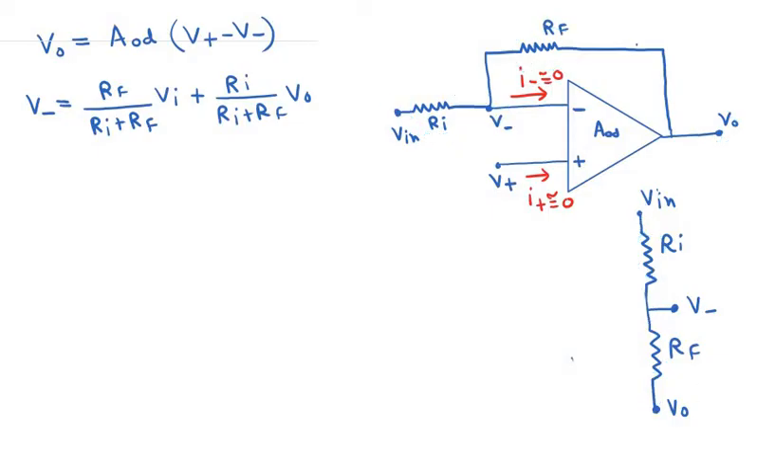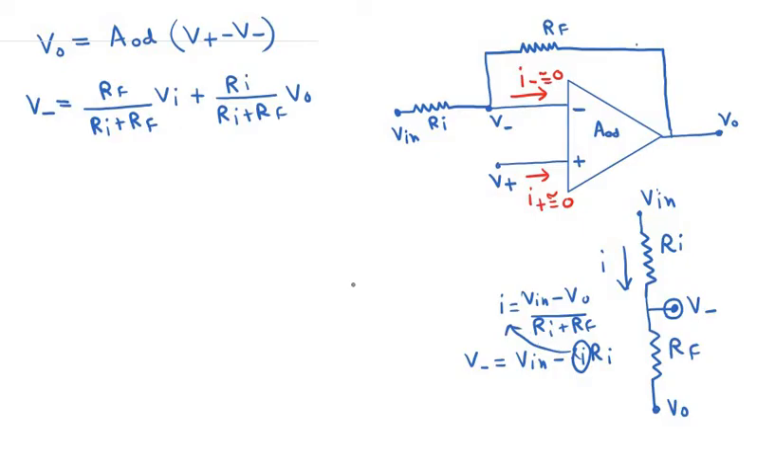This equation is actually not very difficult to find. If you cannot understand, the current through this path, I, is basically given by I equal to V in minus V0 divided by Ri plus Rf, and then the voltage at this point V minus is basically equal to V in minus I into Ri. Okay, so you just replace this I from this equation and you land at this equation over here. So just do it yourself. I am not doing it here.